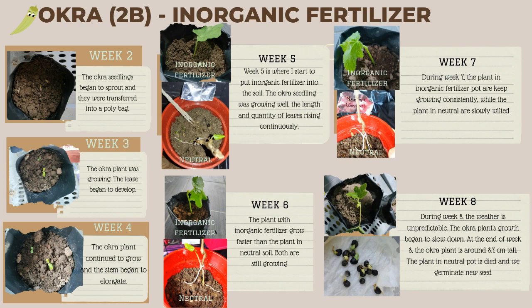In week 6, the plant with inorganic fertilizer grew faster than the plant in neutral soil. Both are still growing. In week 7, the plant in the inorganic fertilizer pot kept growing consistently, while the plant in the neutral pot slowly wilted. During week 8, the weather was unpredictable. The okra plant's growth in the inorganic fertilizer began to slow down. At the end of the week, the okra plant was around 8.7 cm tall. The plant in the neutral pot died and I will germinate a new seed.